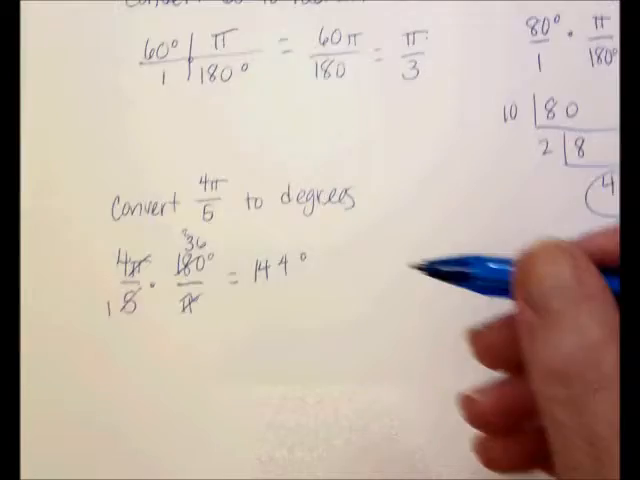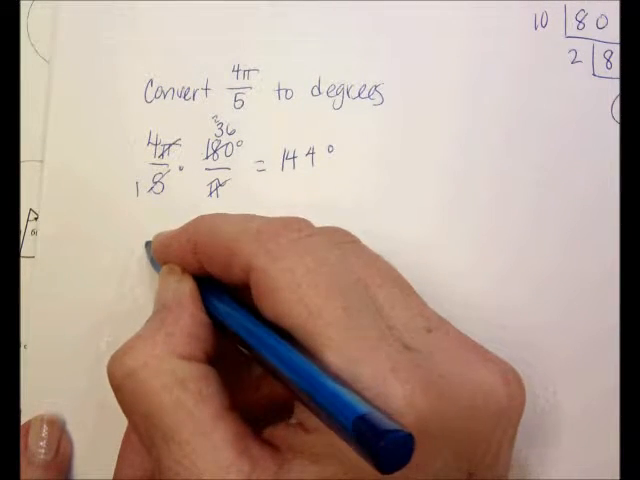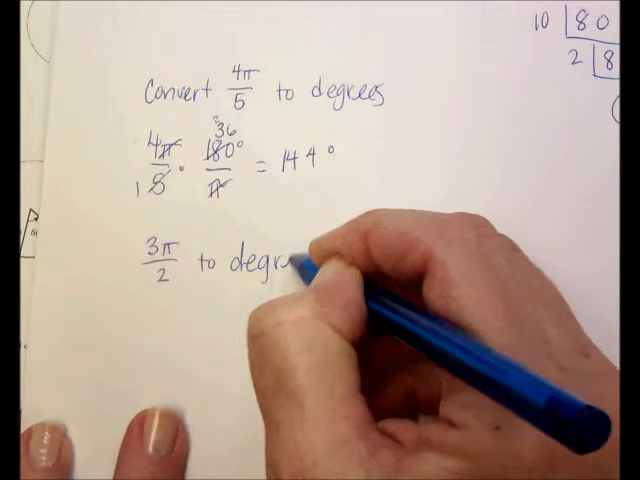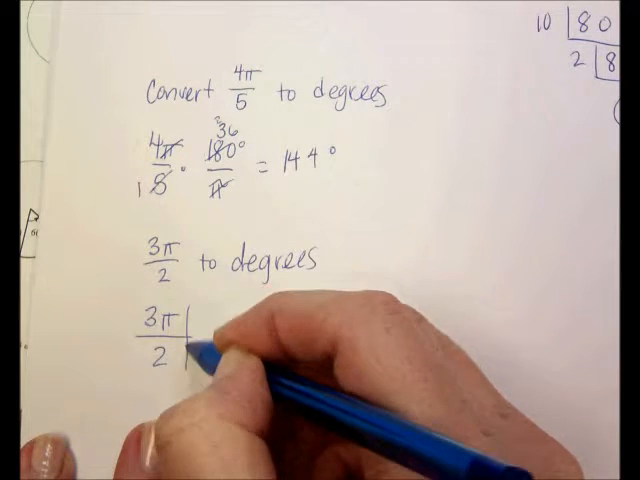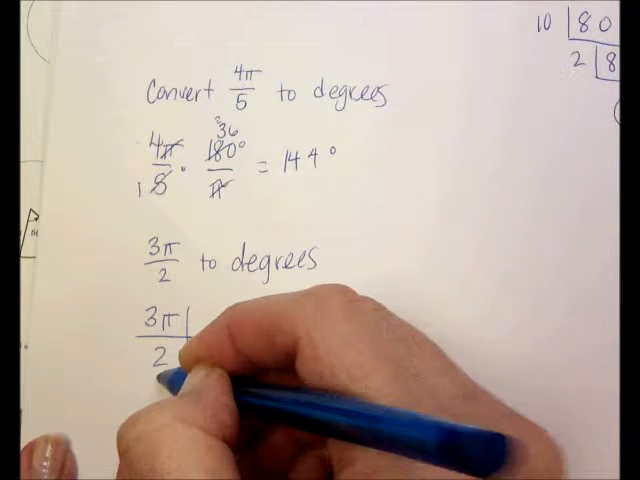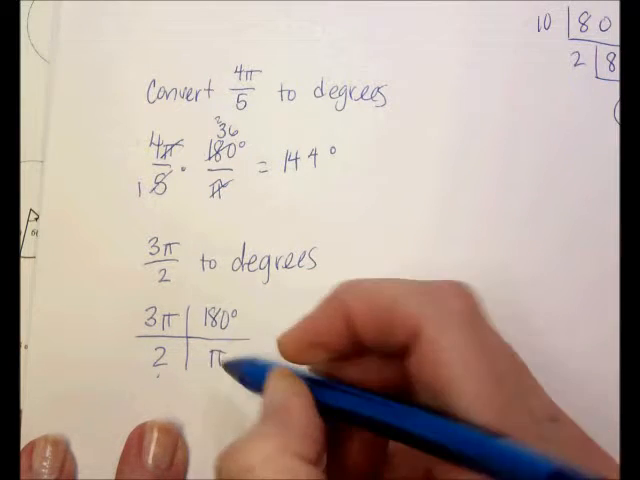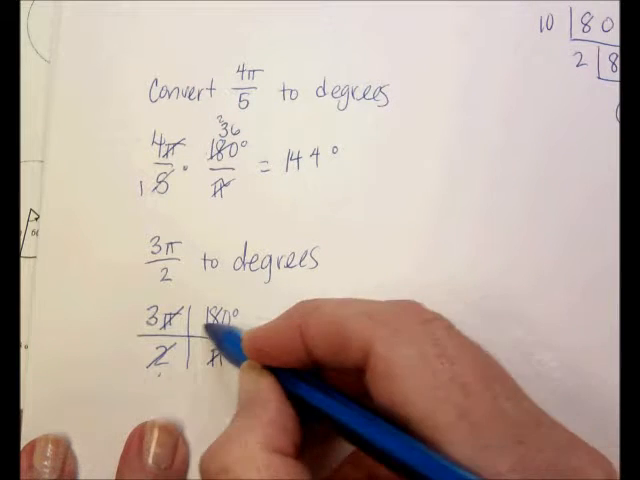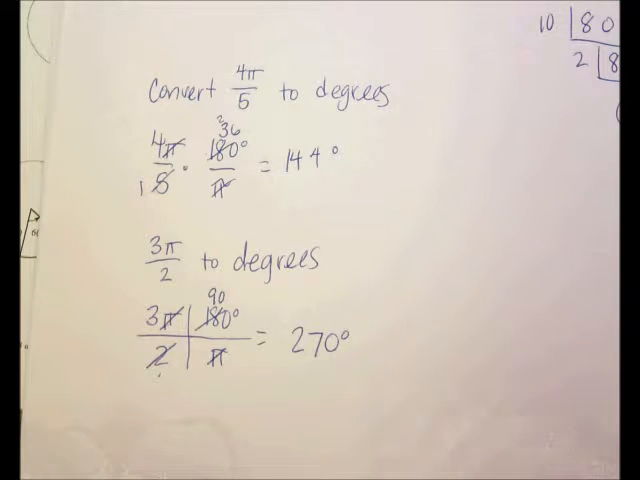Now our next step is we'll just work with another one. Let's do 3 pi over 2 degrees. So again, I have 3 pi over 2, and if I use my t-chart, the 3 pi would go in the numerator, the 2 in the denominator, and then 180 degrees divided by pi. So again, those cross out. Again, I can cross simplify, and so my answer is 90 times 3, which is 270 degrees.